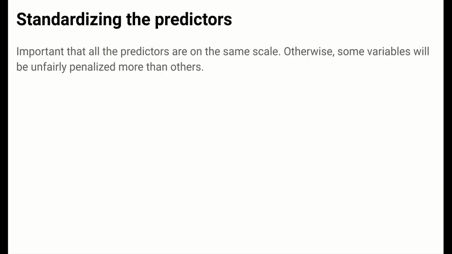So let's talk about a practical issue regarding the scaling of the variables that arises due to the penalty term. Given that the lambda tuning parameter penalizes variables based on the magnitude of their coefficients, it's important that all predictors be on the same scale. Otherwise, some variables will be unfairly penalized more than others.